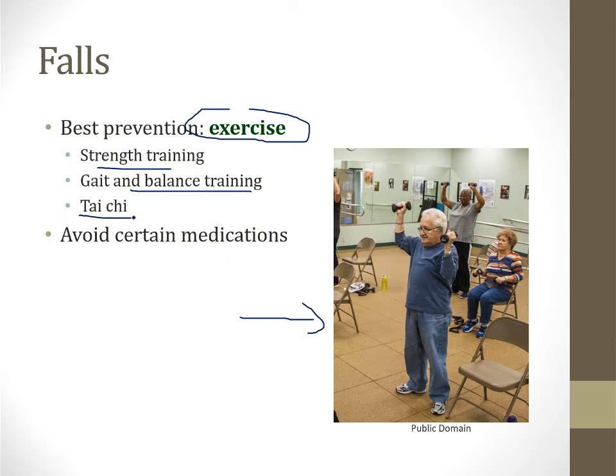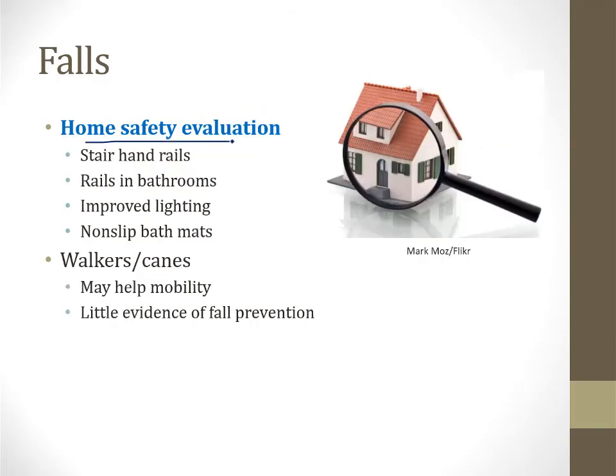These types of things tend to improve muscle tone, and they're strongly associated with less falls. Other things associated with less falls include avoiding certain medications like we talked about on the last slide. A home safety evaluation is usually performed by a visiting nurse who goes out to the home of an elderly patient, and this is done to try and prevent falls.